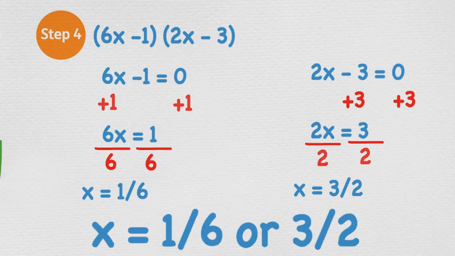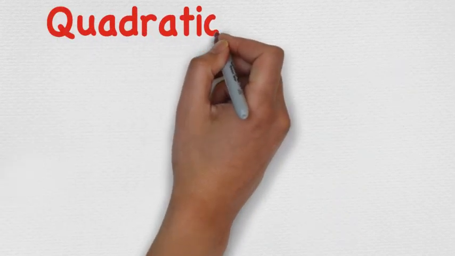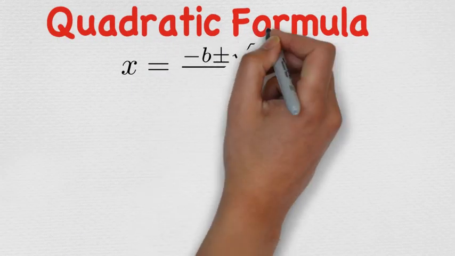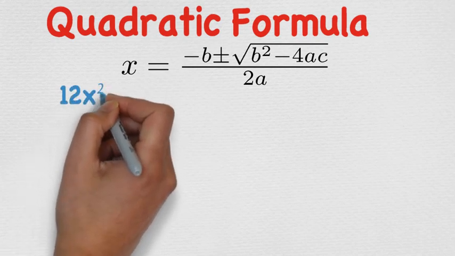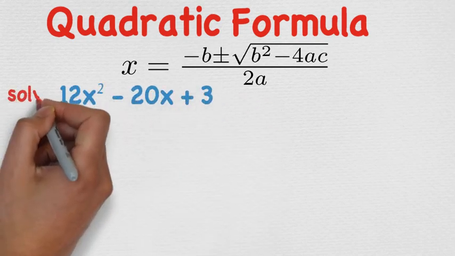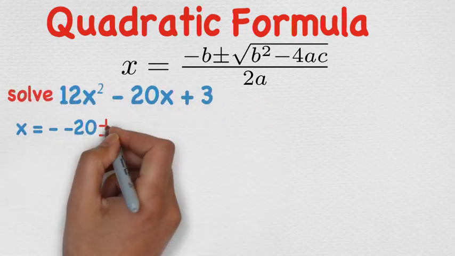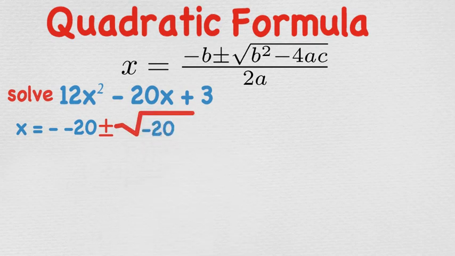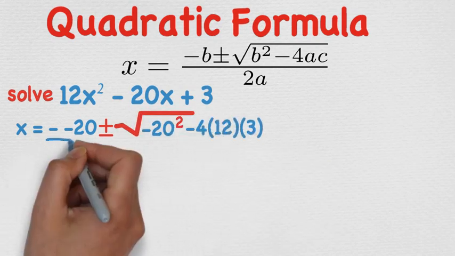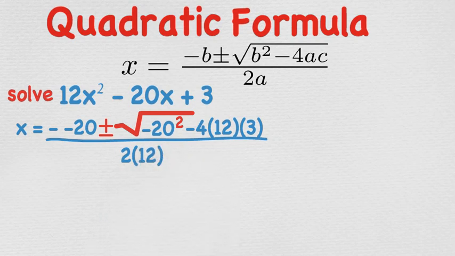Let's look at the other method for solving quadratic equations, which is the quadratic formula. The quadratic formula is as seen below. To find x, we work from left to right. So for the a value, we put the value 12. For b, we put the value -20, and for c, we put the value 3. The end result should read -20 plus or minus square root of -20 to the power of 2 minus 4 times 12 times 3, all divided by 12 times 2.